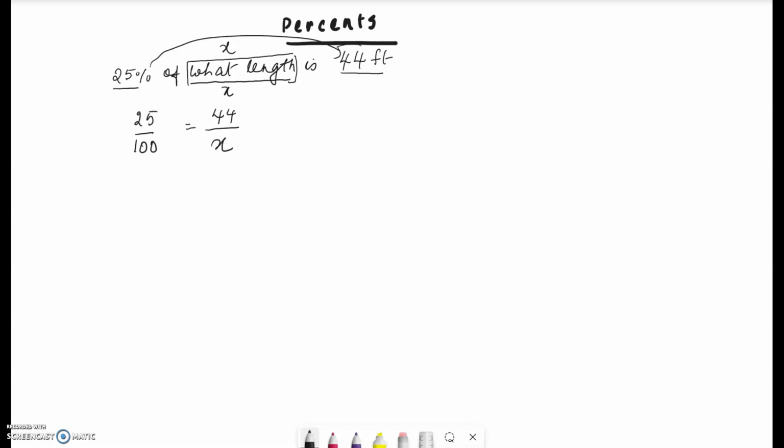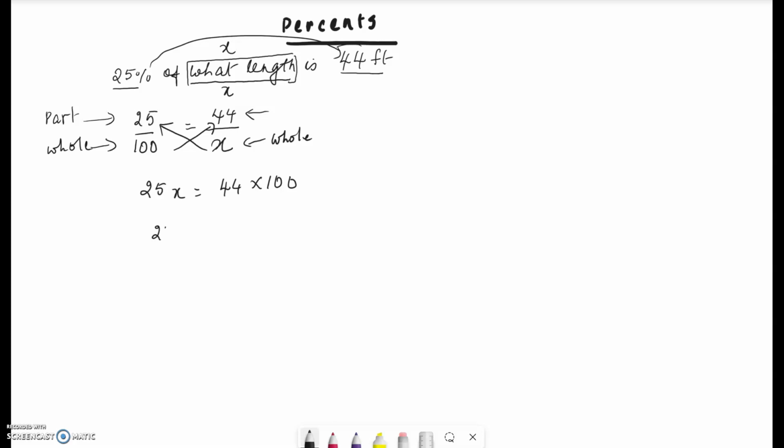25% of x is 44. So what we do know is the part, we do not know the whole. That's the part, 25%. The 100 is always the whole. Now cross multiply. So we get 25x is equal to 44 times 100.